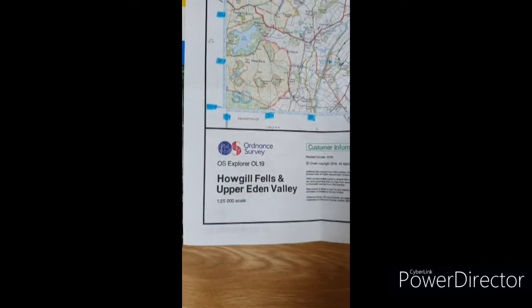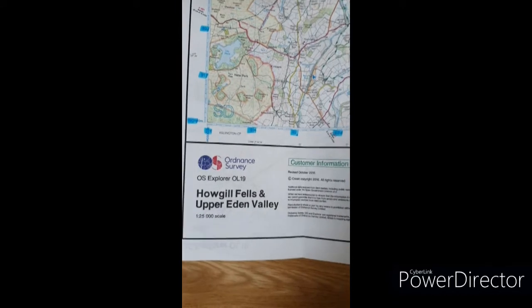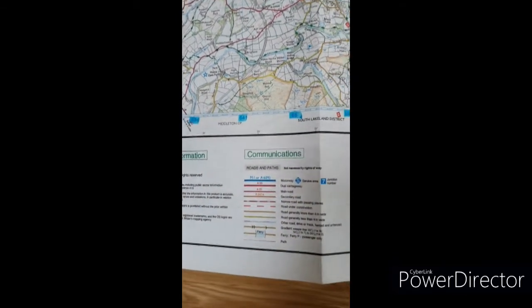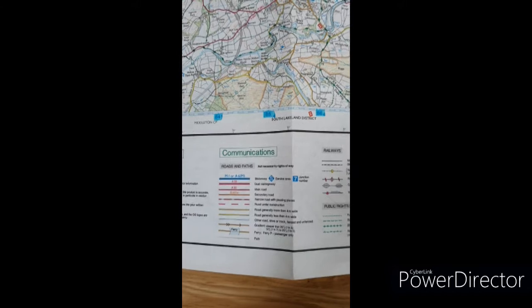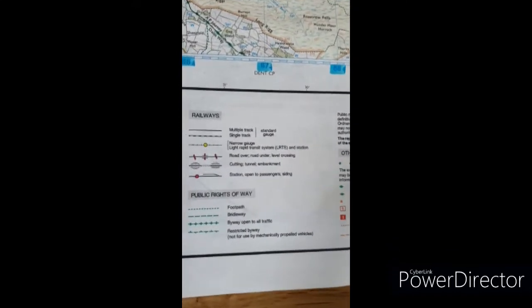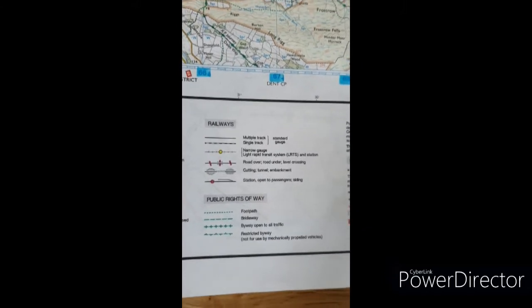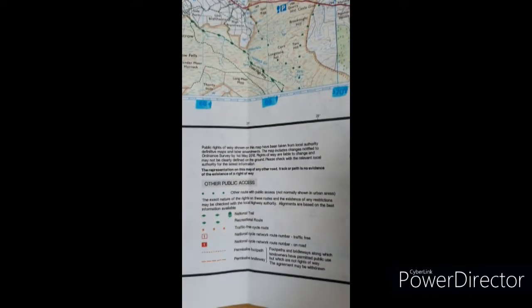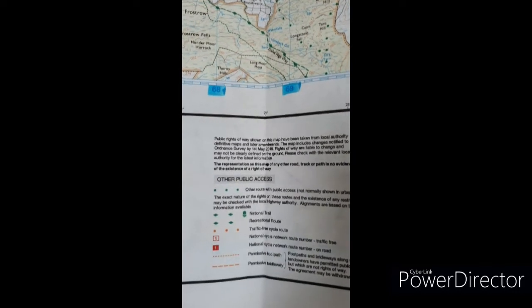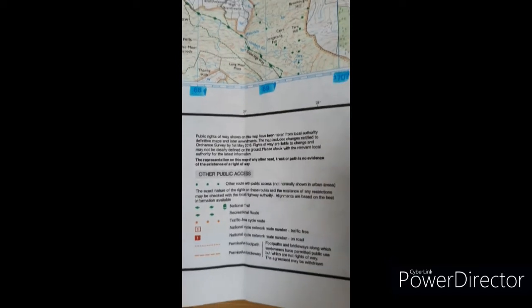So at the bottom of all maps, you'll have a key or a legend, and this is quite important to help you work out what things on the map actually mean. So that's all roads and paths, railways and public rights of way. That's particularly important for what we do, walking and hiking. Other public accesses, so things like the Cleveland Way, Howardian Hills routes, they'll all be marked on your map using these symbols.